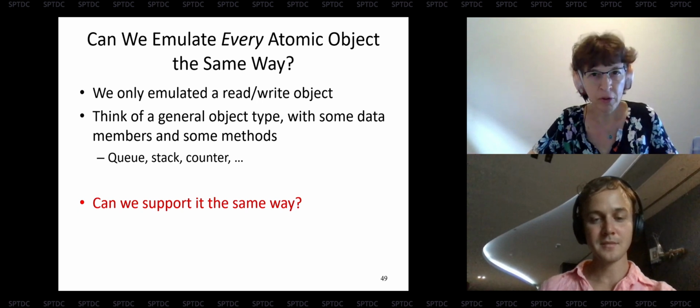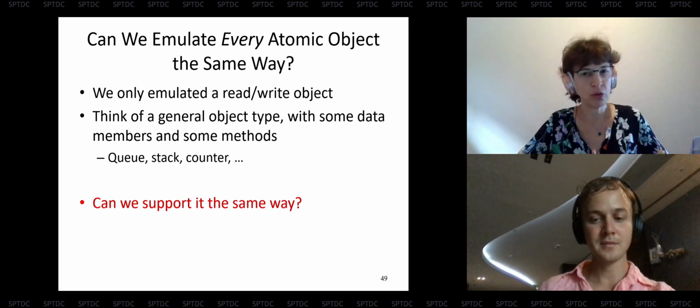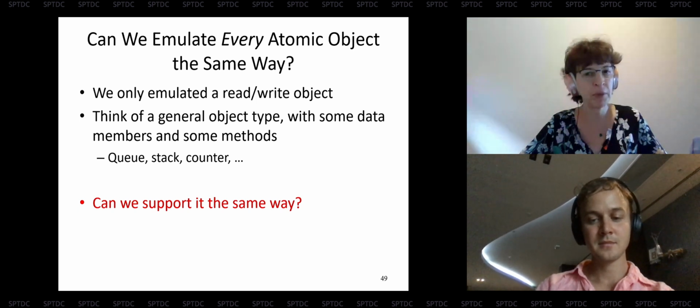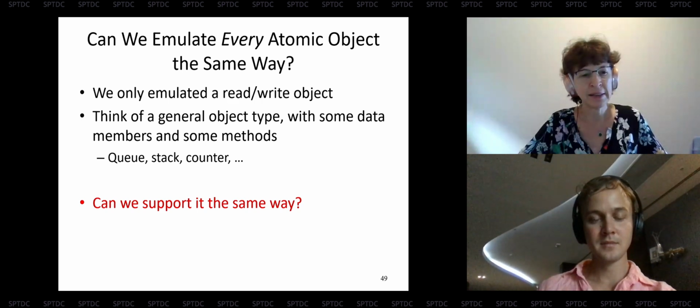We worked around the FLP theorem because we did not solve consensus. And in fact, there is a variant of FLP, which is called the shared memory variant of FLP, and it shows that if you have read-write registers, you cannot solve consensus. So if you have an asynchronous system with only read-write registers, you cannot solve consensus.